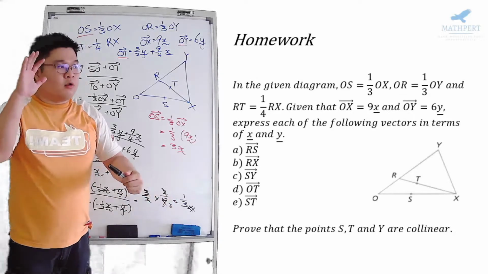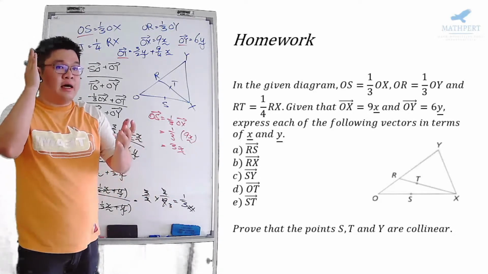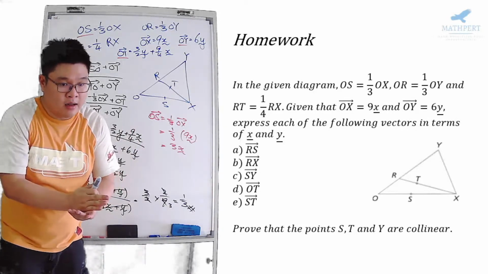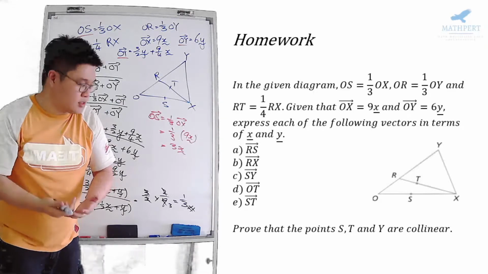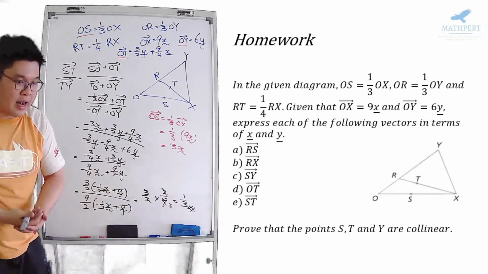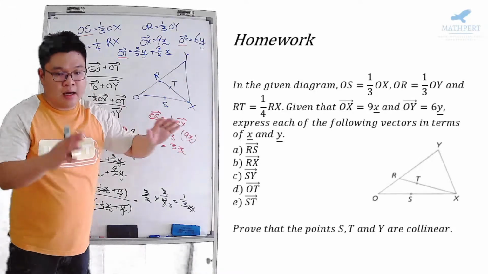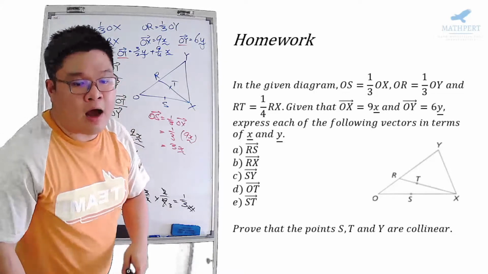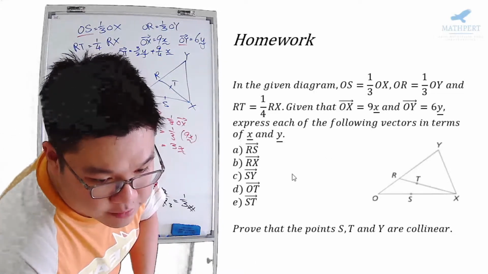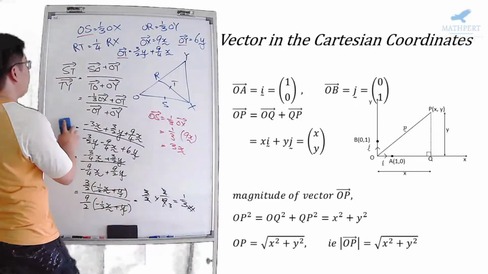Last week we learned about scalar. If a line is collinear or parallel, they are multiplied by a scalar. A scalar means a constant. So 1 over 3 is a scalar. It is a constant. So this proves that STY is collinear. They are on the same straight line. Before I move on, let me clear this.